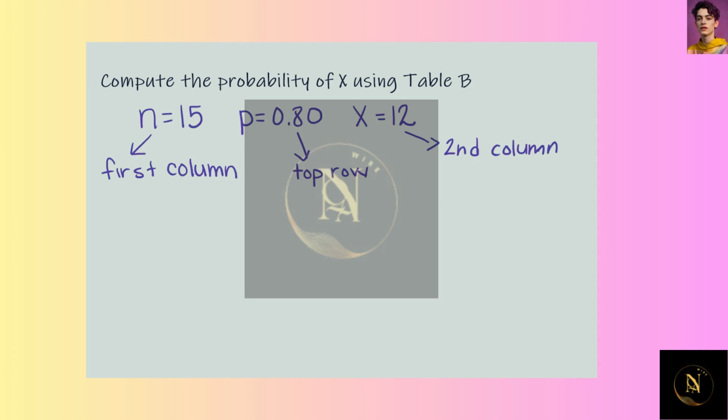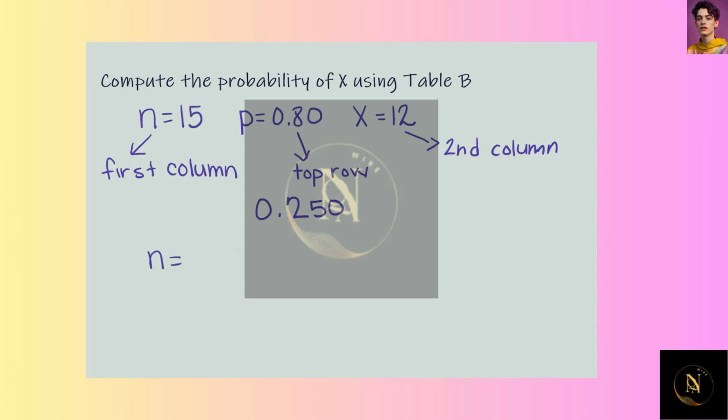So we look for 15 in the first column. We find the probability of 0.80 and we go down to 12 and we get 0.250. The probability that x equals 12 is 0.250.